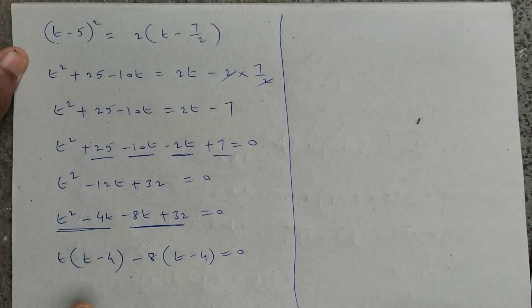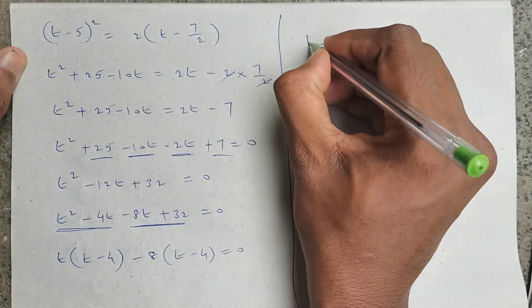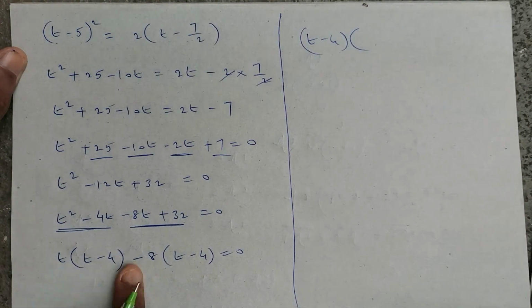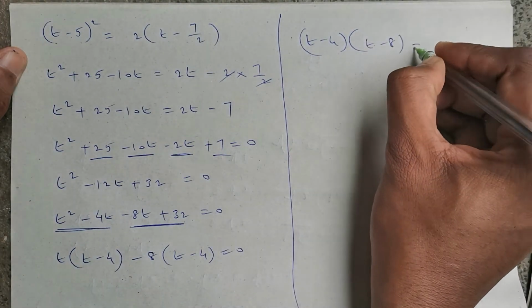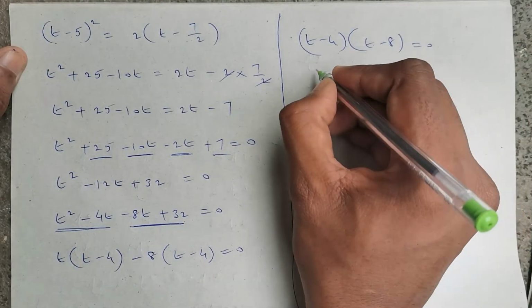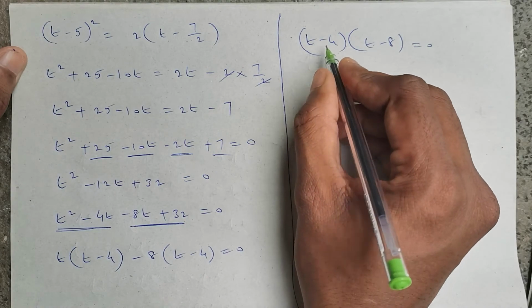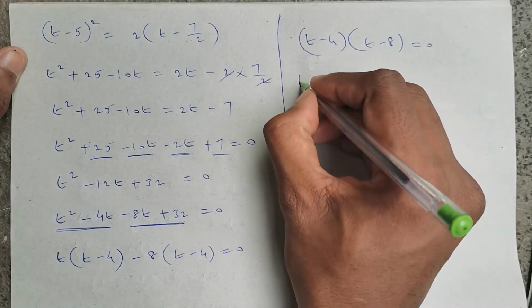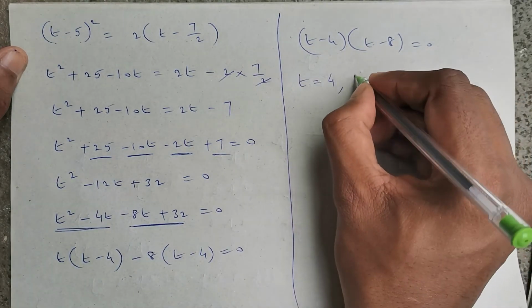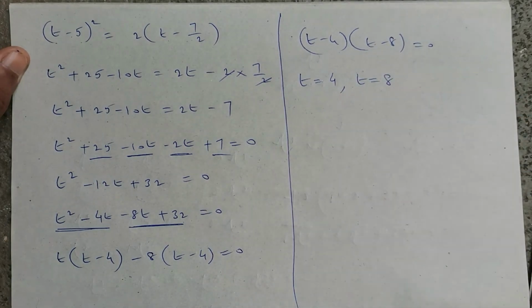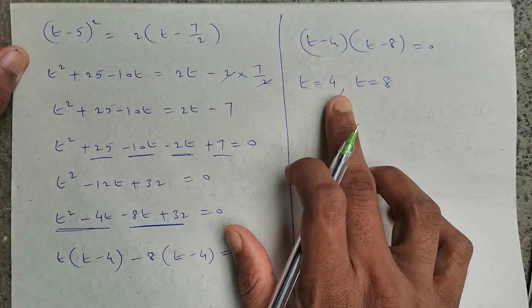Now the factors will become (t minus 4) into (t minus 8) equals 0. Here minus 4 is there, so the t value will become plus 4. Here minus 8 is there, so the t value will become plus 8. So we have two values, one is 4 and one is 8.